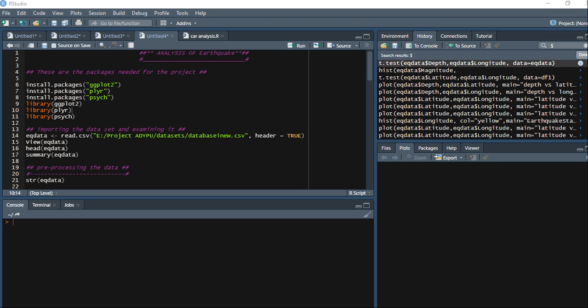Our topic for today is the analysis of earthquakes. Basically, we are going to be considering the latitude, longitude, magnitude, and other values for doing the analysis on earthquakes. So let us see the packages we have installed.